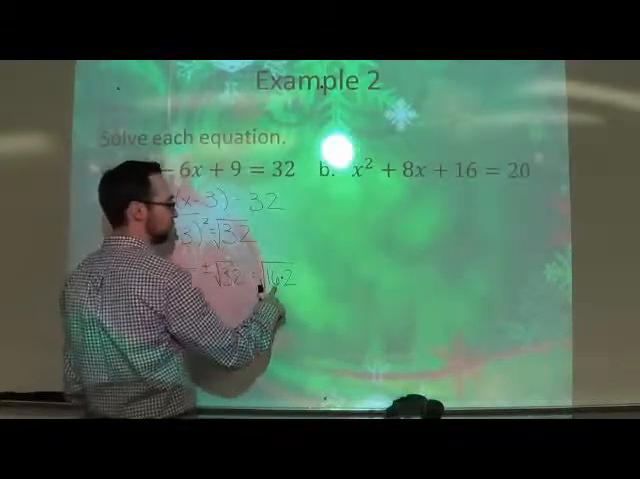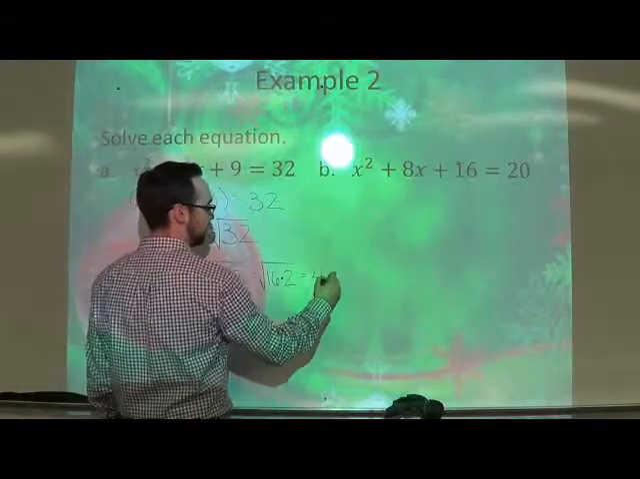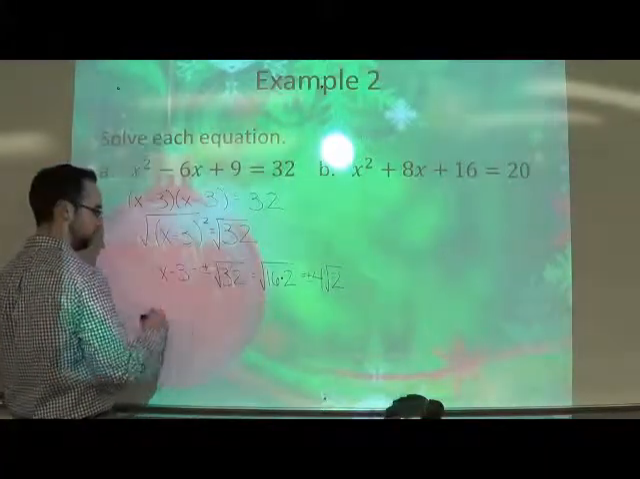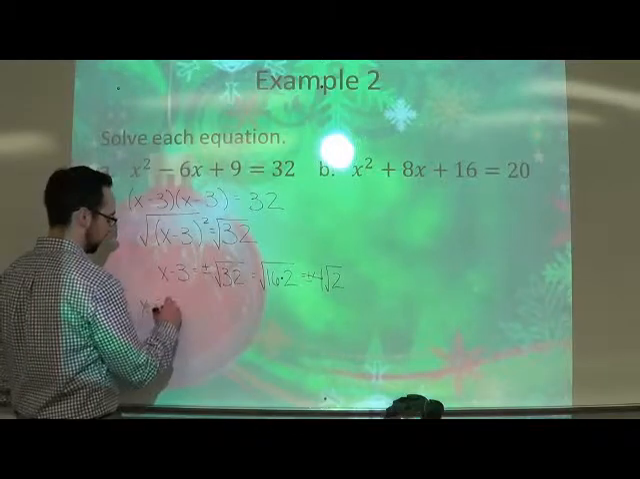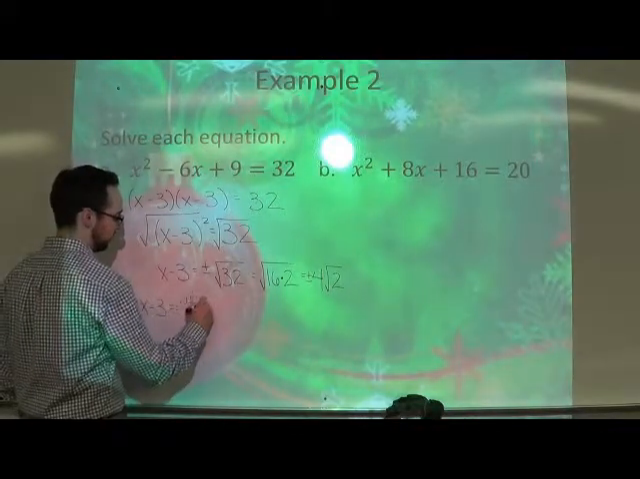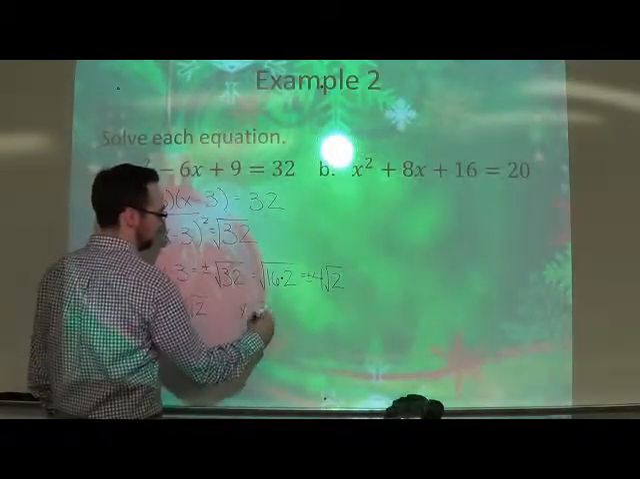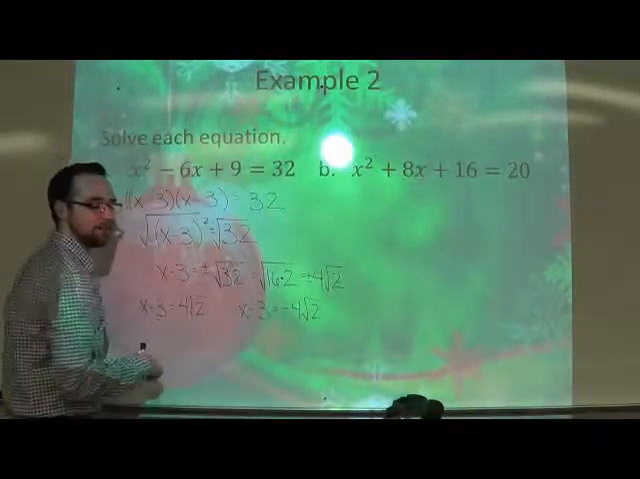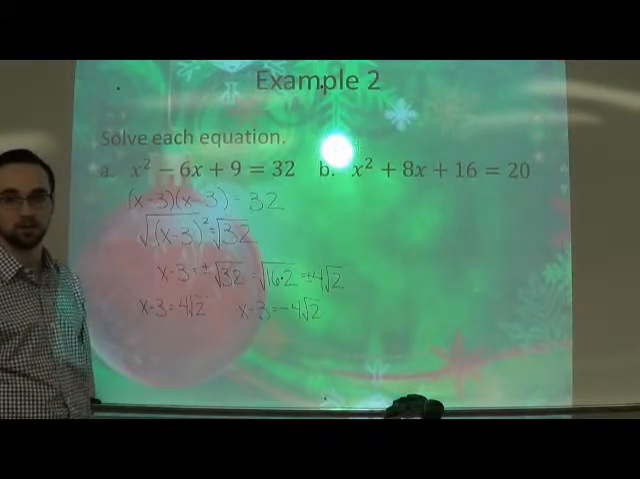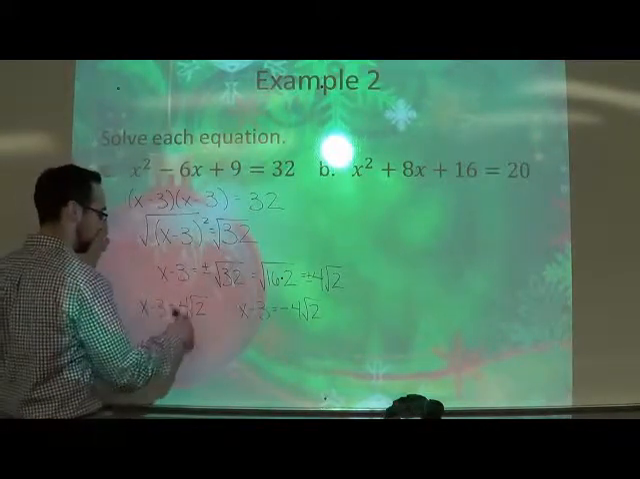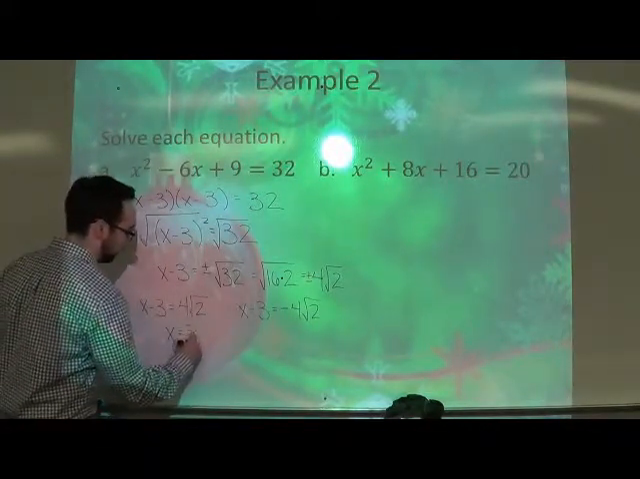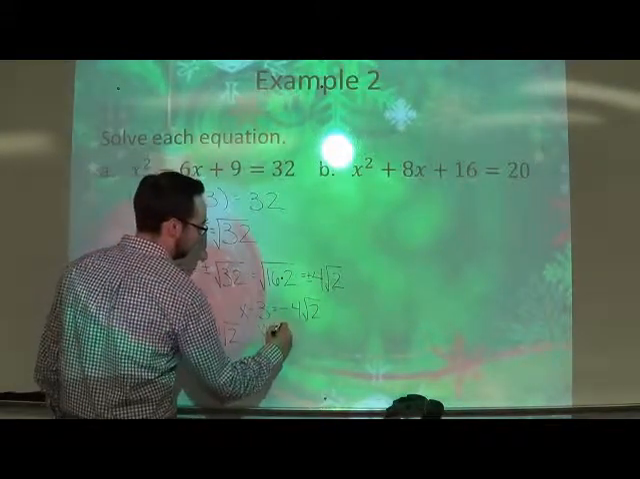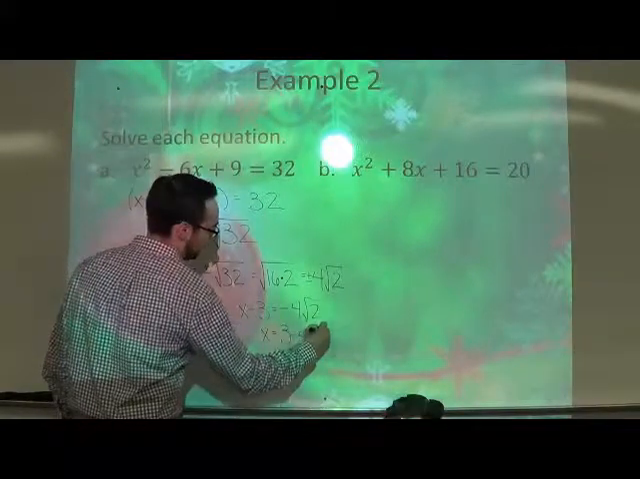Well, the square root of 16 is 4, so really I can say that that's 4 square roots of 2, plus or minus. So now this becomes x minus 3 is equal to 4 square root of 2, and x minus 3 is equal to negative 4 square roots of 2. Now when you have the square root in there, we can't combine it with another number because it's not simplified. So really when I add the 3, we're just going to get x equals 3 plus 4 square root of 2, and x equals 3 minus 4 square root of 2.